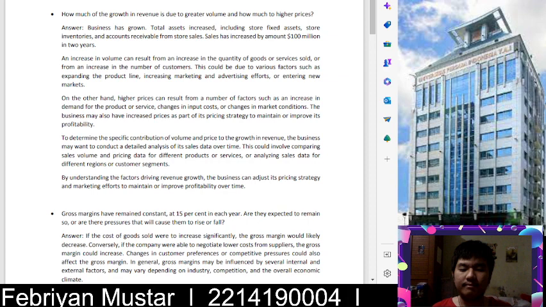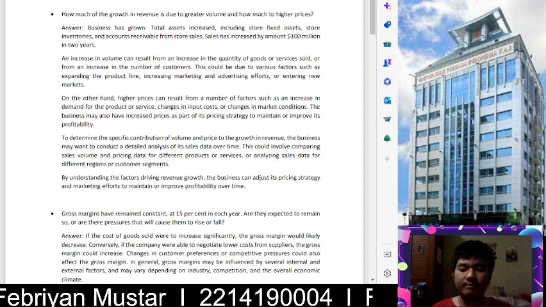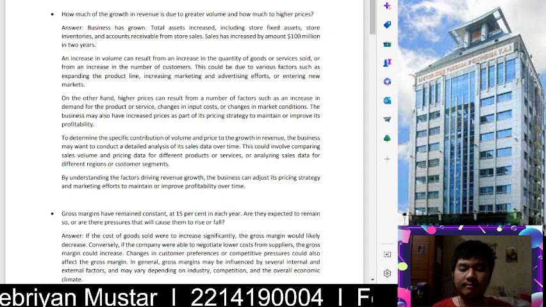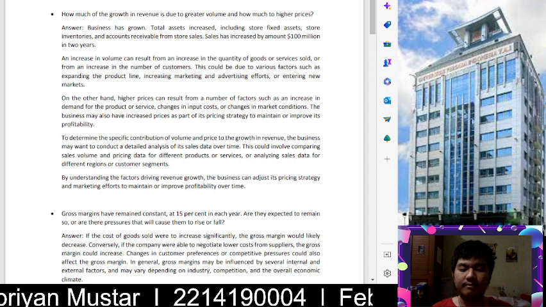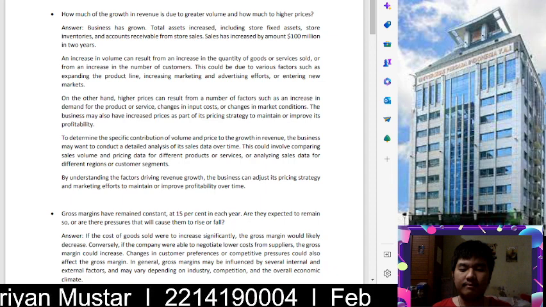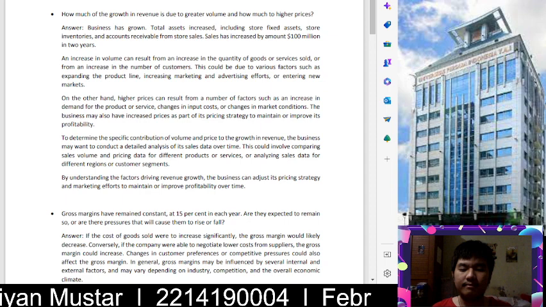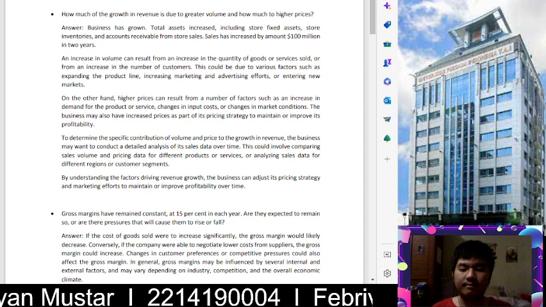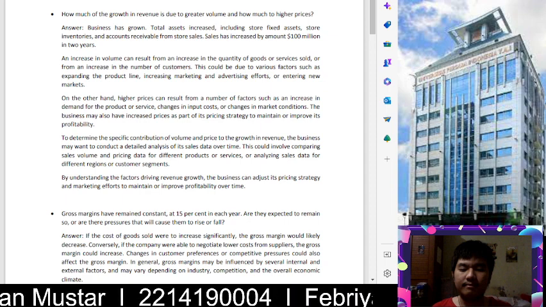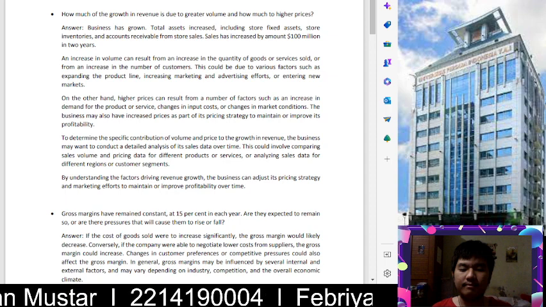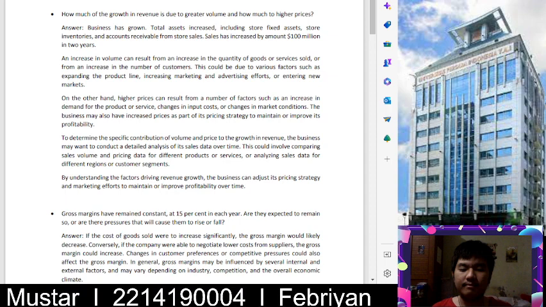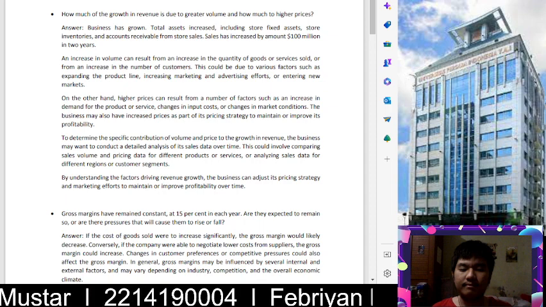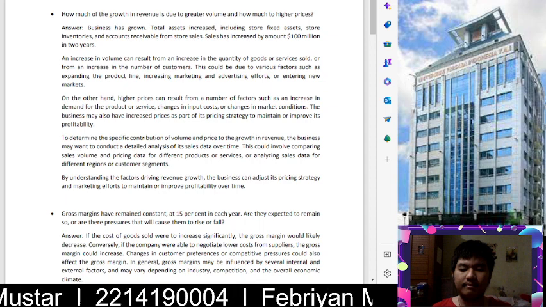An increase in volume can result from an increase in the quantity of goods or services sold, or from an increase in the number of customers. This could be due to various factors such as expanding the product line, increased marketing and advertising efforts, or entering new markets.